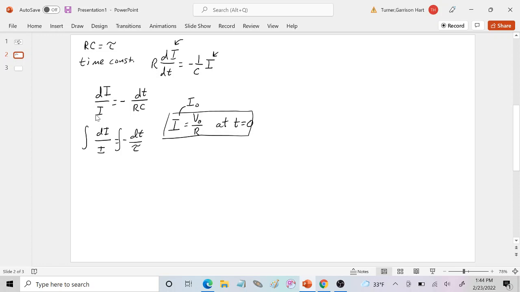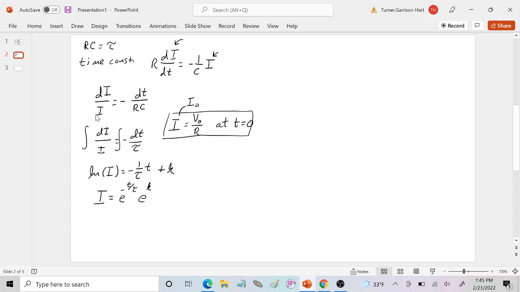Okay. So that's the maximum amount of current that would flow. And so we're going to get ln of I is equal to negative 1 over tau, the integral of dt, which is t, plus our integration constant. And when you take the exponential of both sides, you get the current is equal to e to the negative t over tau plus k, which turns into e to the negative t over tau times e to the k.